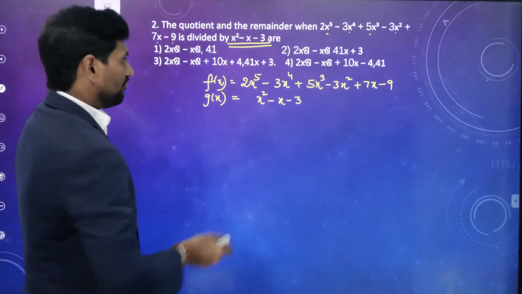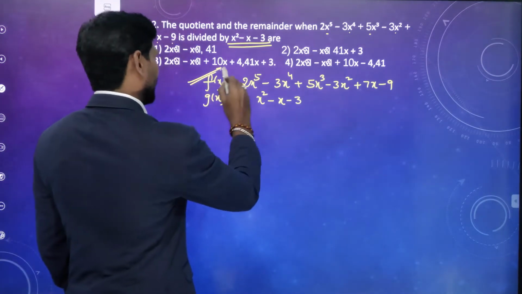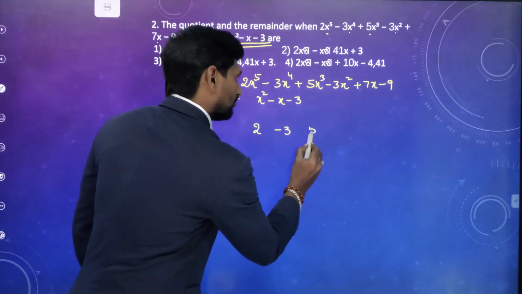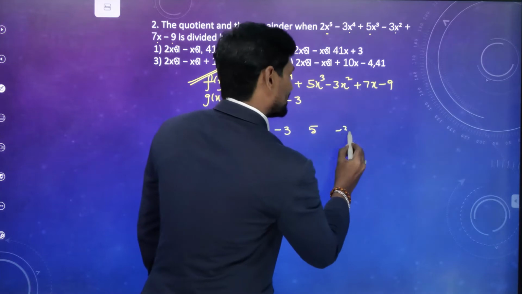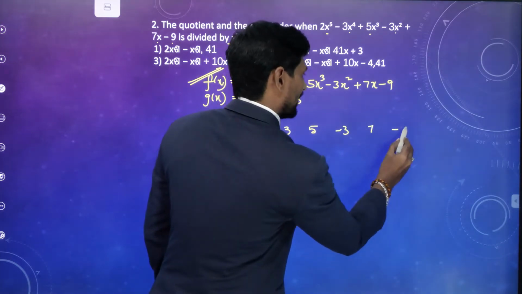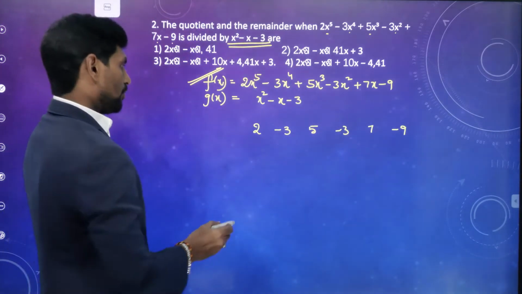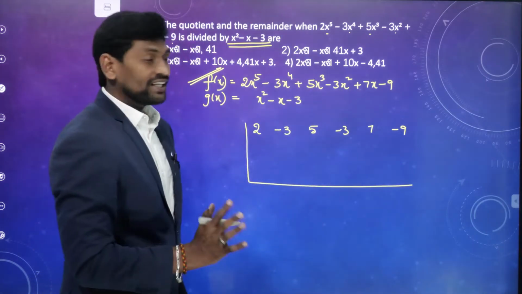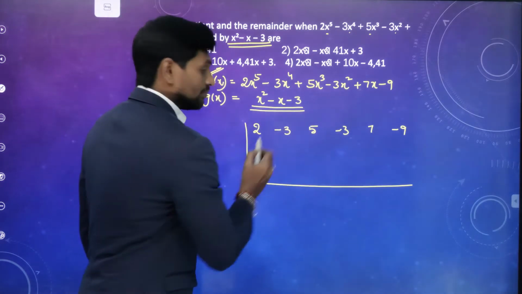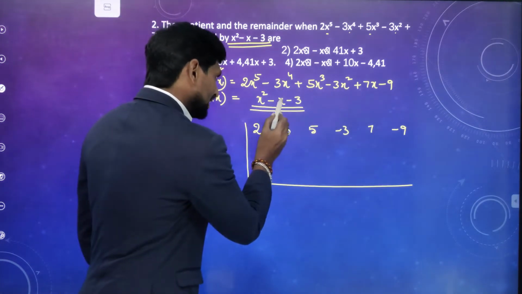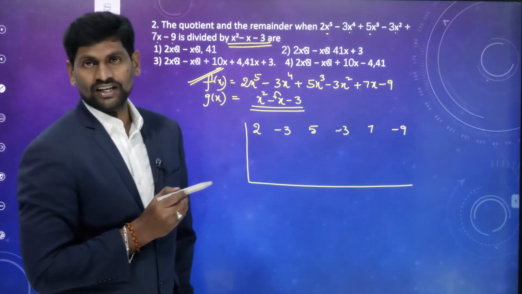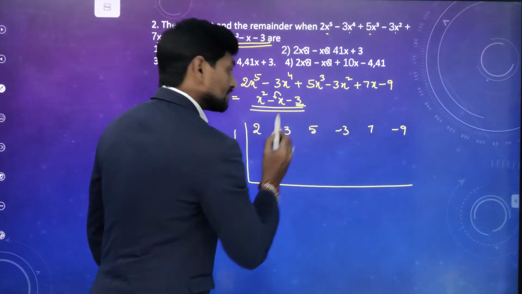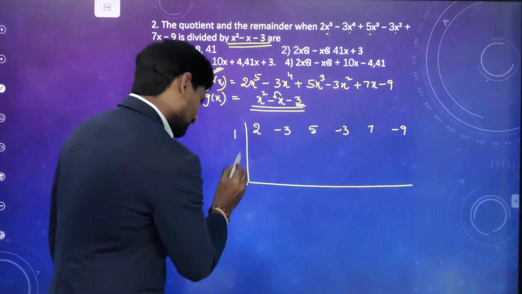Okay. Now first of all, let us write the coefficients of f of x. 2, minus 3, 5, minus 3, 7, minus 9. Positive symbols no need to write. Now for the quadratic polynomial, the x square coefficient is minus 1, so I need to take plus 1. And the constant term is minus 3, so I should take plus 3.